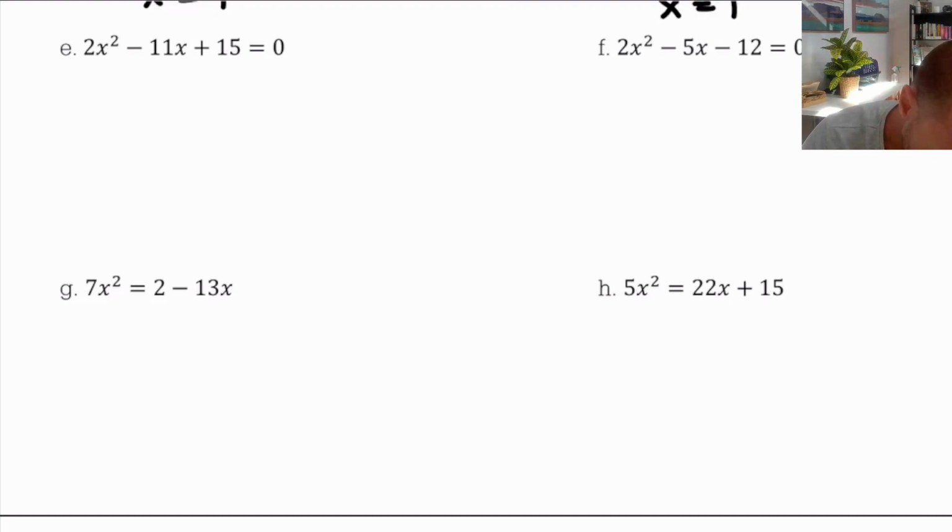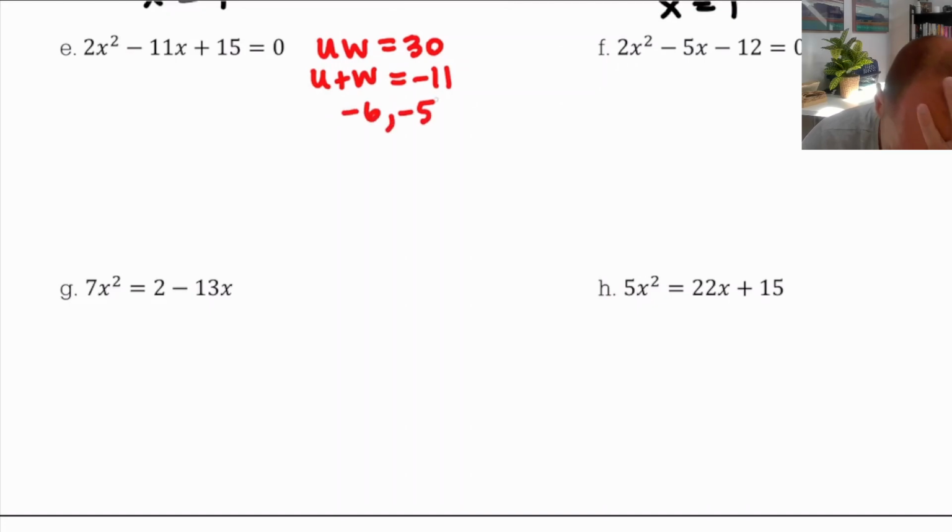So I'm looking for two numbers that multiply to 2 times 15 is 30, so u times w equals 30. And they need to add to negative 11. So I'm thinking negative 6 and negative 5. Maybe this is slightly different. Somehow maybe it's positive 11 or something on the notes. But this is something we'll be able to do. We'll split up the negative 11x into negative 6x and negative 5x.